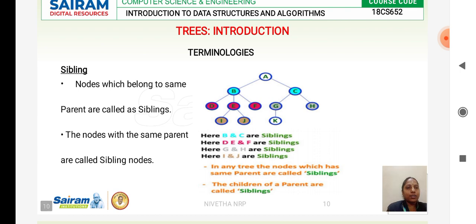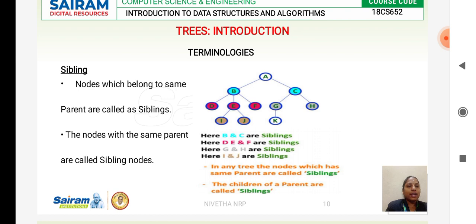And the next terminology is a sibling. Nodes which have the same parent, we say they are siblings. See here, for D, B is the parent node. Similarly, for E and F, the parent node is B. So for D, E and F are the siblings. For E, D and F are the siblings. For F, D and E are the siblings.